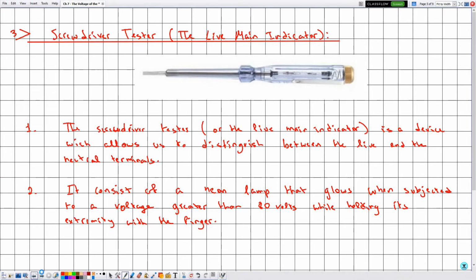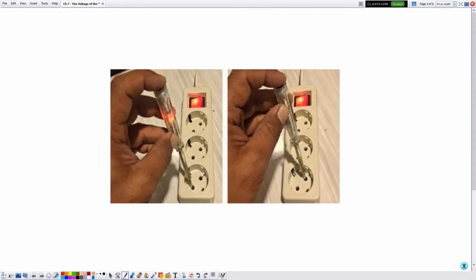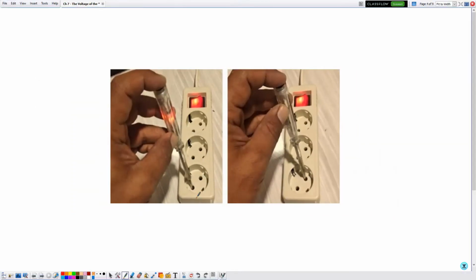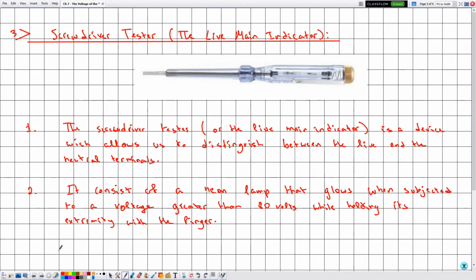So as you can notice, this is an effective voltage greater than 220 volts, and he's holding the extremity with the finger, placing it on the live terminal, so the neon lamp will glow, which means that this is the live terminal and the voltage is greater than almost 80 volts, and this is true because it is 220 volts. So this is it for the screwdriver tester or the live main indicator.